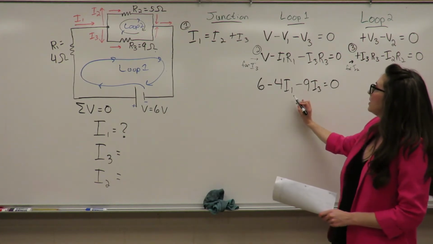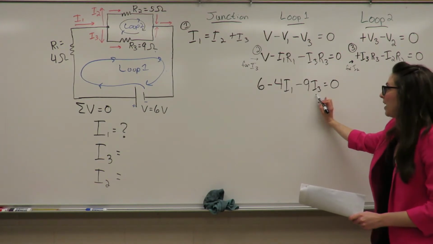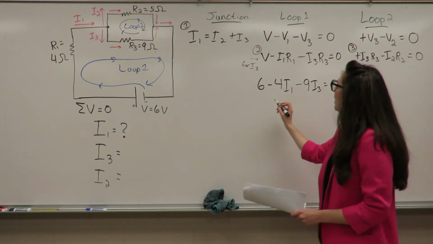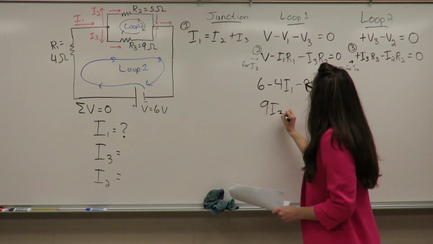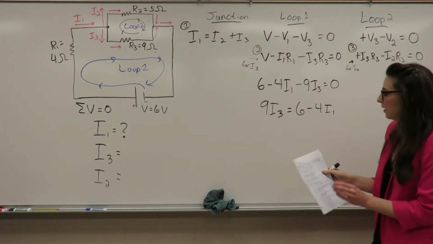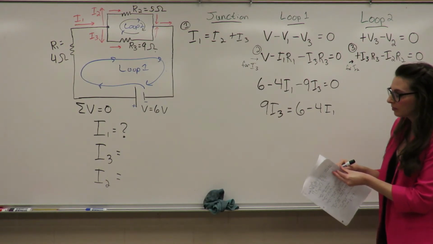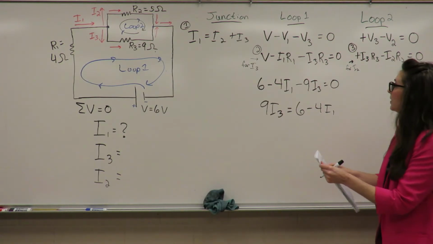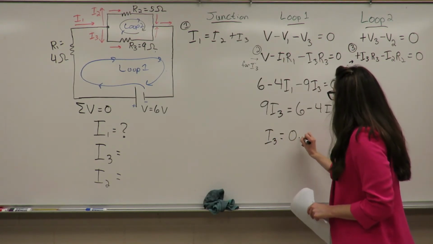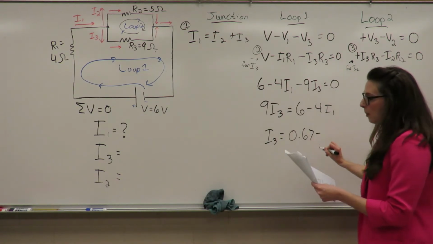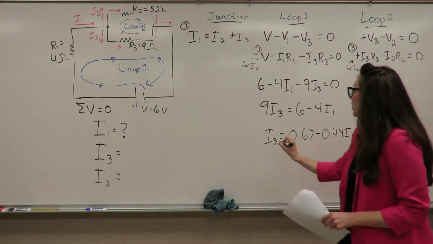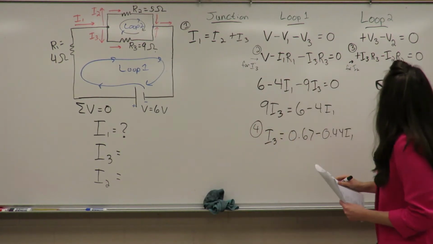Now I'm going to solve this equation here for I3. And if I do that, I'm going to add this term over to the other side. So I'll have 9 I3 equals 6 minus 4 I1. And then what I'm going to do is divide both sides by 9. And in that case, I get that I3 equals 0.67 minus 0.44 I1, okay? And I'm going to call this equation 4, all right?